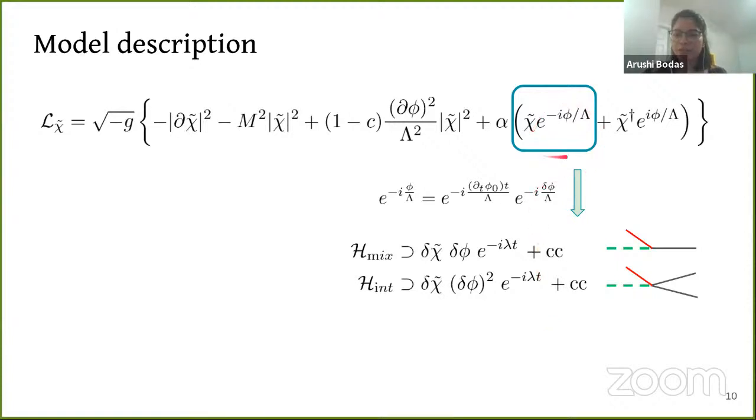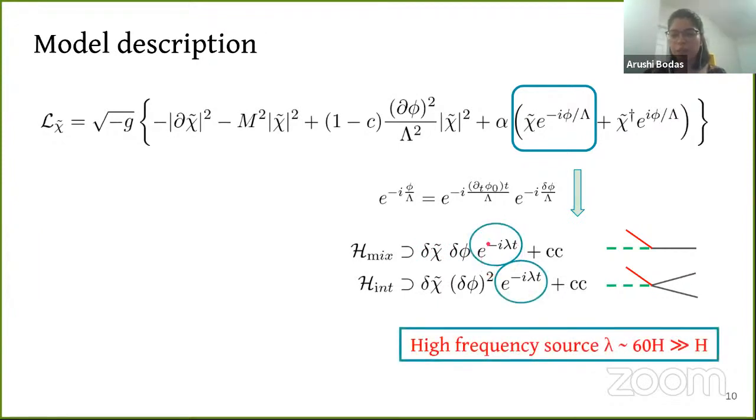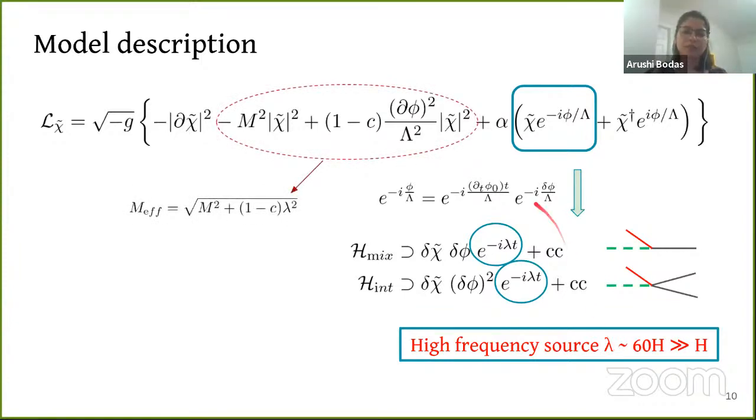Just massaging this phase factor in the symmetry breaking term tells you that I basically have interaction terms where my heavy field is interacting with the inflaton, but all these interaction terms get really high frequency factors along with them, where this frequency is essentially the chemical potential. And this is exactly the extra source that we need to make heavy particles. Another effect is that the mass also gets a contribution from the lambda. So the effective mass has the bare mass as well as the chemical potential.